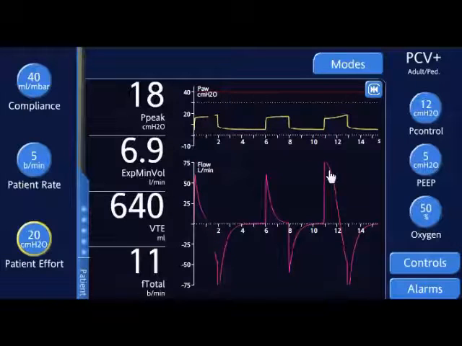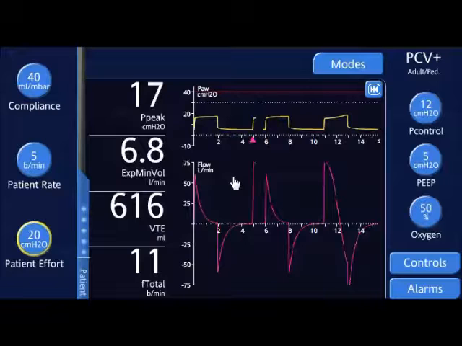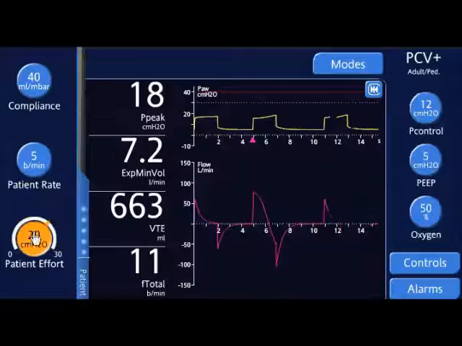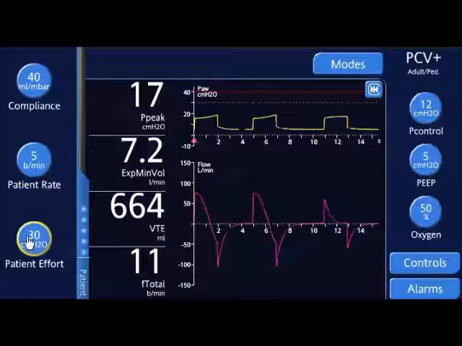As you notice with these breaths too, my tidal volume is getting a little bigger. So even though my flow is variable, my tidal volume can either increase or decrease. And I'm going to just make this dramatic, and I'm going to increase the inspiratory drive all the way up to 30 centimeters of water. And let's see what happens to my inspiratory flow rate.